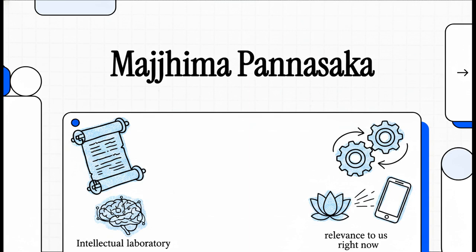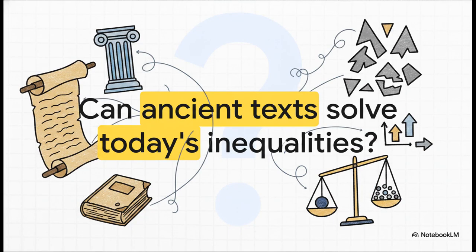This text perfectly captures the intense collision of philosophies, beliefs, and power structures of ancient India. And honestly, the insights it holds are wildly relevant to us right now. You know, it's really easy to look at ancient history and just assume it's entirely disconnected from our modern lives.